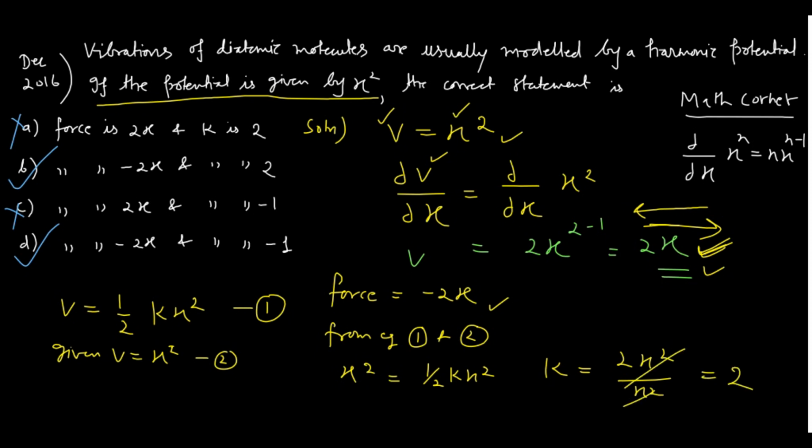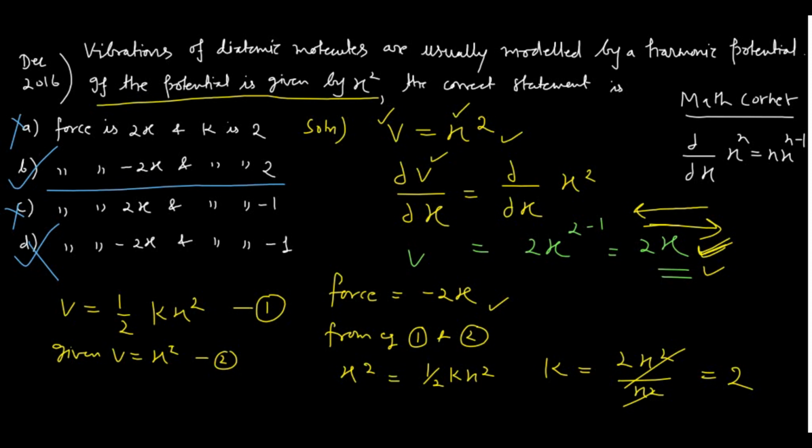Now you can see in option B, force is minus 2x, and force constant is 2. So this is the correct answer. Here force is minus 2x, but force constant is minus 1, which is not correct. So you can safely eliminate the third one also. So this is your correct answer. Option B is the correct answer, right? But for this you need to know a little bit of mathematics.